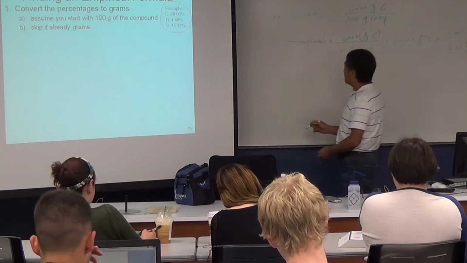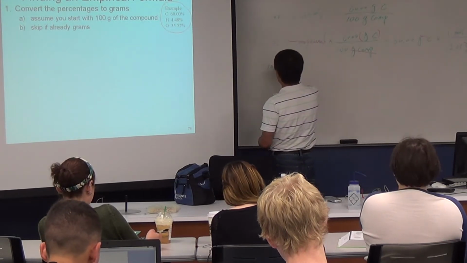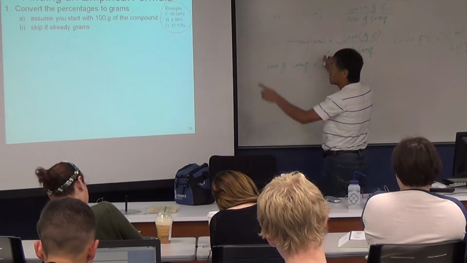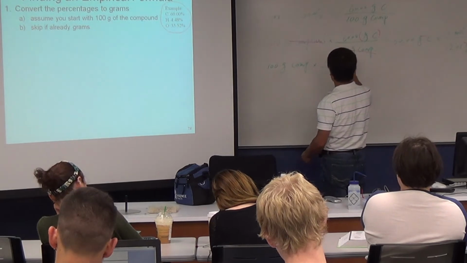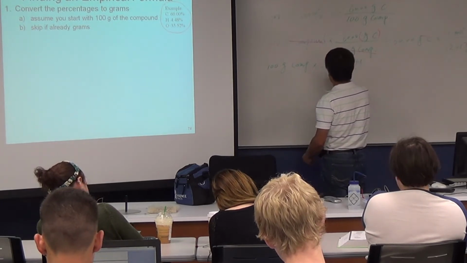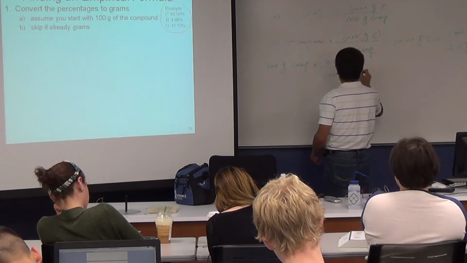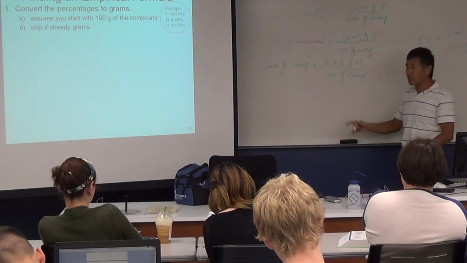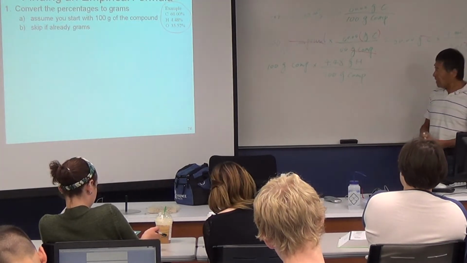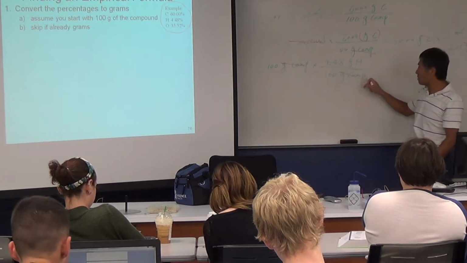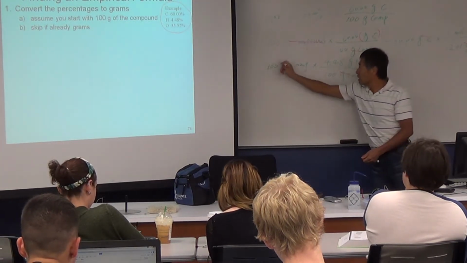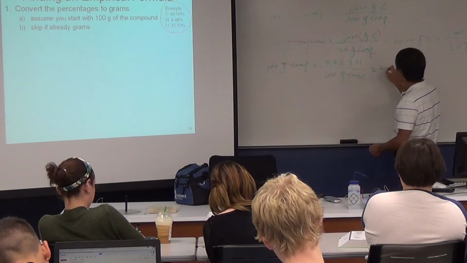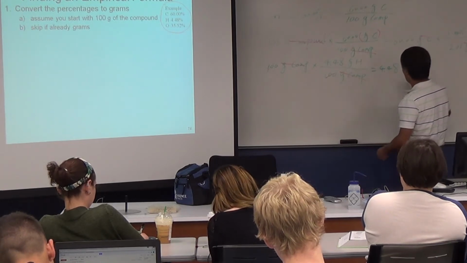And you do the same for the other elements. We have 100 grams of compound, and the mass percent of H is 4.48 grams of H over 100 grams of compound. Same idea. You have the mass percentage, which means you can add on those grams, and then the grams of compound cancel out, and the 100 cancels out, so therefore you will get 4.48 grams of H.